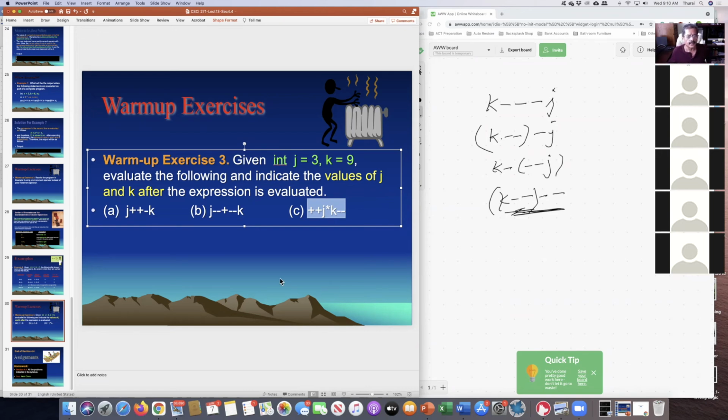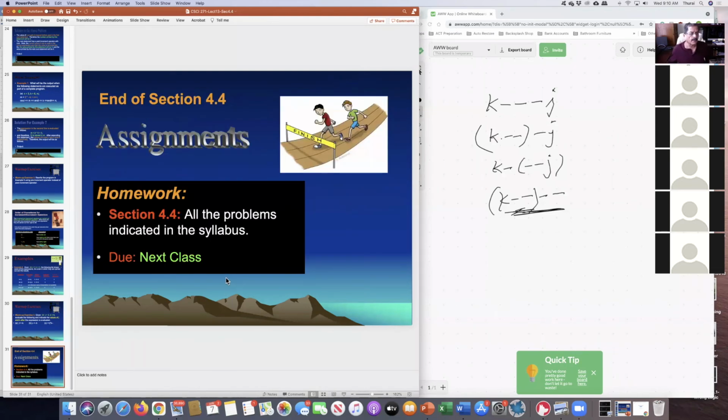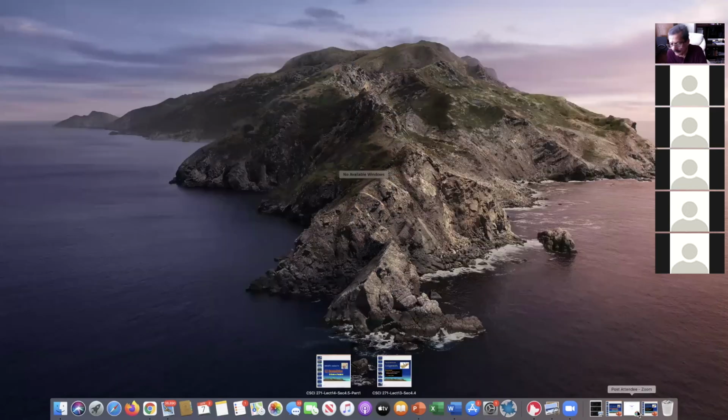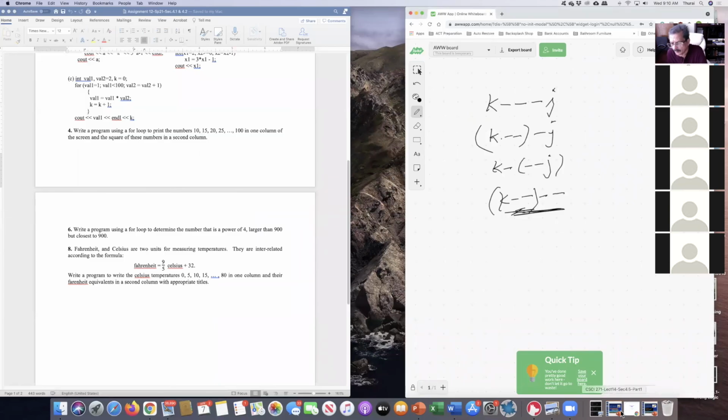Does anybody have any questions on these? Everybody's good? All right, so 4.4 is your homework, and I wanted to do some of the 4.5. We can do a little bit, do whatever we can.